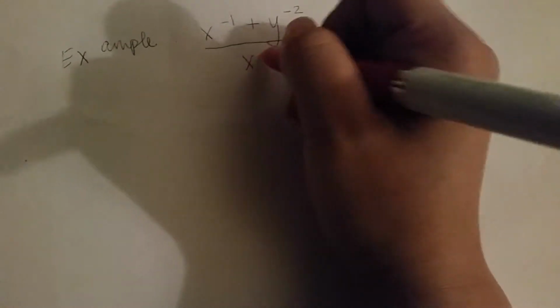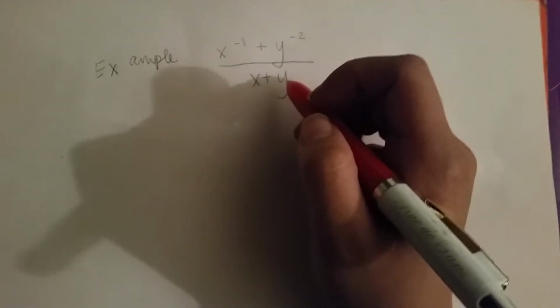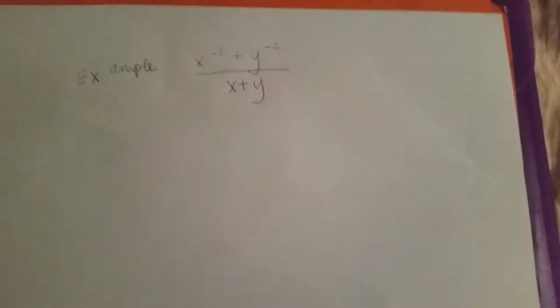All right, so today we learned about simplifying functions with negative exponents. And so our example was x to the negative 1 plus y to the negative 2 all over x plus y. Now, our goal is to make this into something that is a rational function, so there are no negative exponents or fractions.